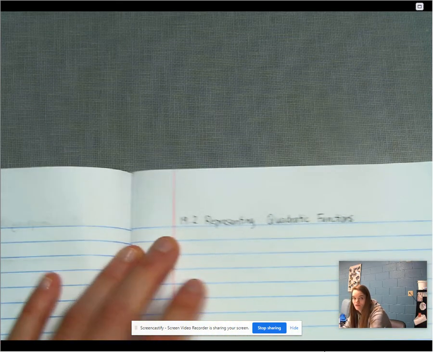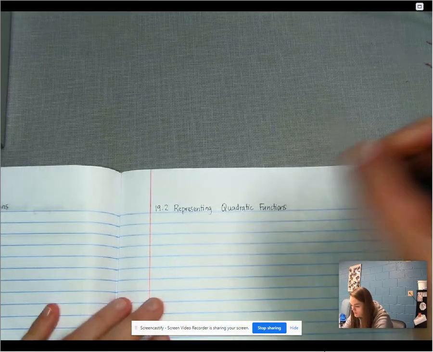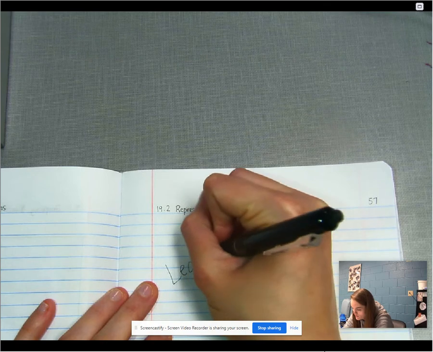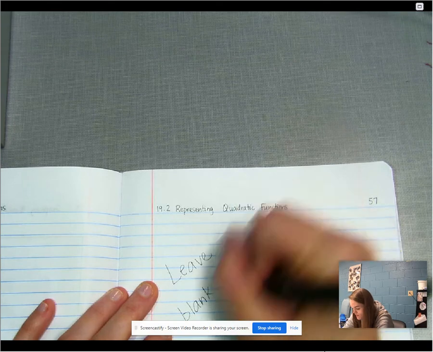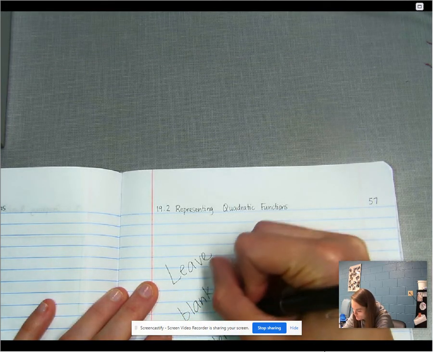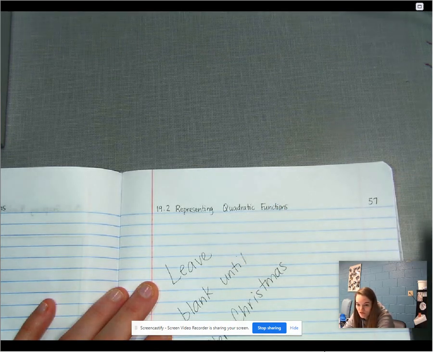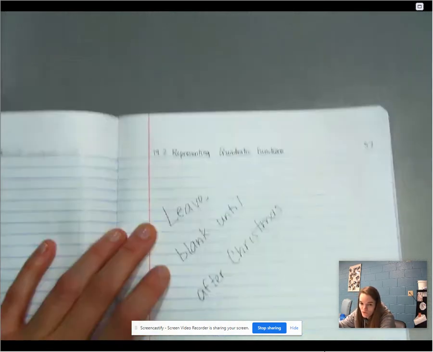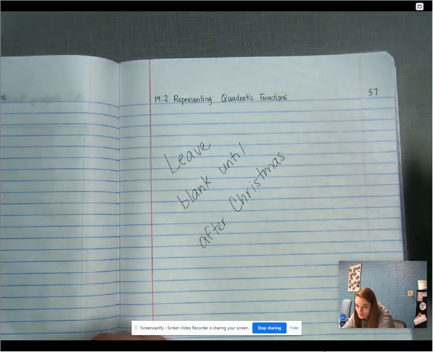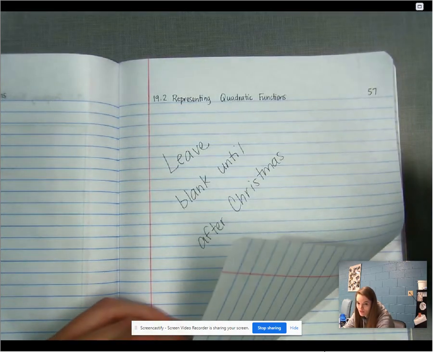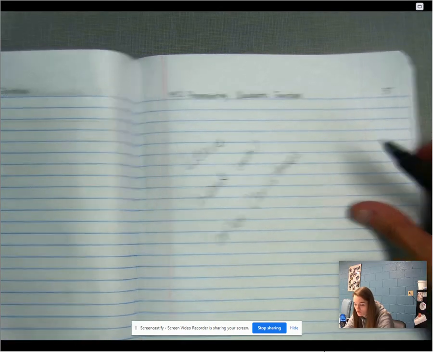Okay, on 57, you need to write leave blank until after Christmas. We are skipping this page. I've told you we will learn how to solve things, that kind of stuff, after Christmas. That's what this page is for, but we want to put it with quadratics. Skip it. We're going to leave it blank on purpose. So when we come back and you're doing 58, we're leaving this one blank on purpose. We'll come back and put something else on 57, okay?